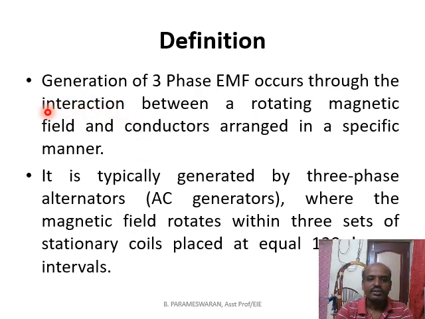So when there is an interaction between the rotating magnetic field and a conductor, which should be arranged in a specific manner, then only an EMF will be induced. So typically, a three-phase AC generator is constructed such that the magnetic field is rotated within three sets of stationary coils. These stationary coils are placed at 120-degree intervals.